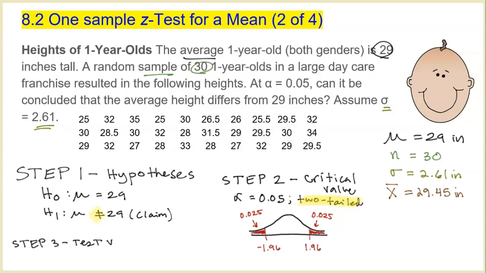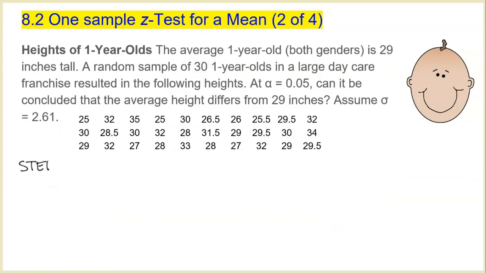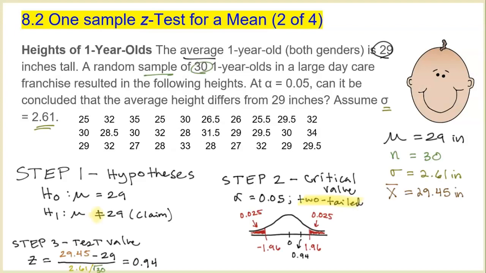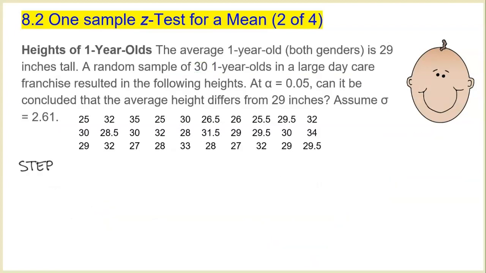And then step 3, we find our test value, which is a z-score. So we substitute in our values and we end up getting a z-score of 0.94. Now, if we look at our distribution here, 0.94 is on the outside of the rejection region or the critical region. So because this number is on the outside of the rejection region, we look at our step number 4, what our decision is.